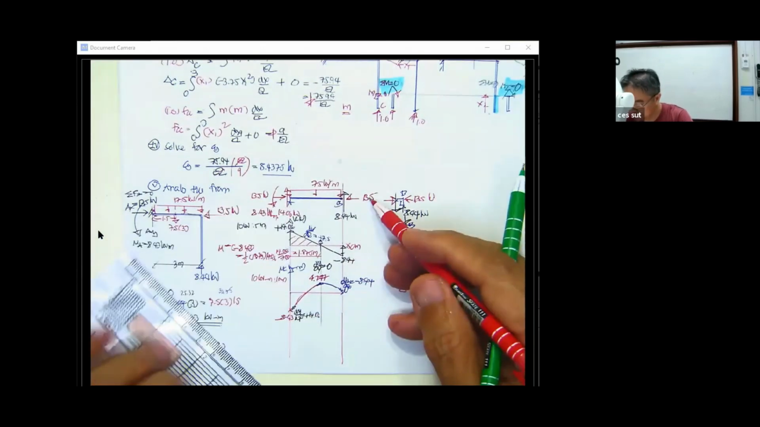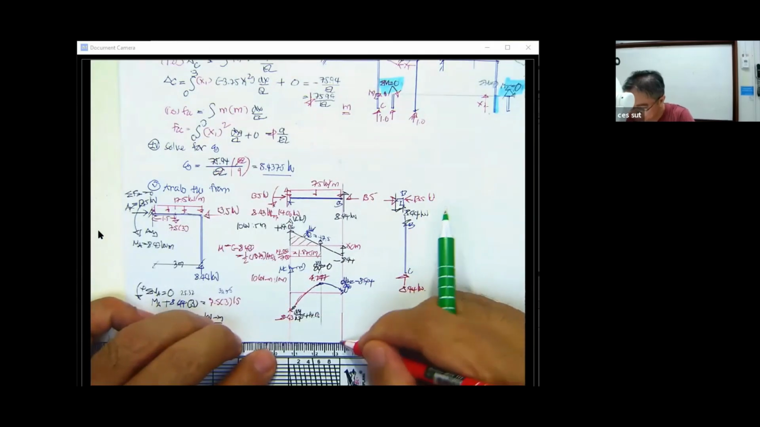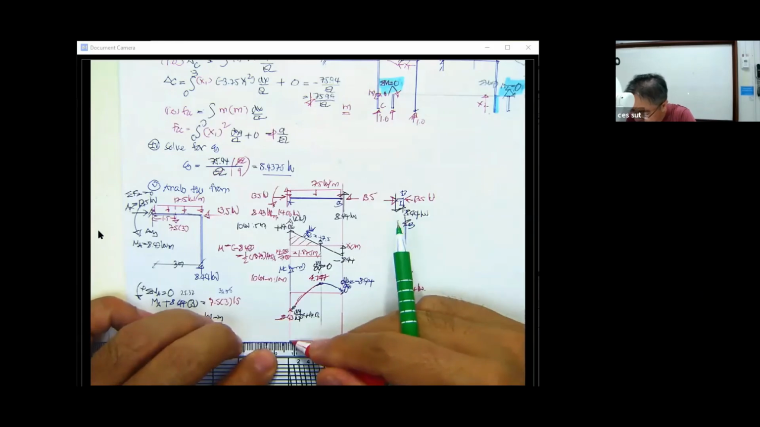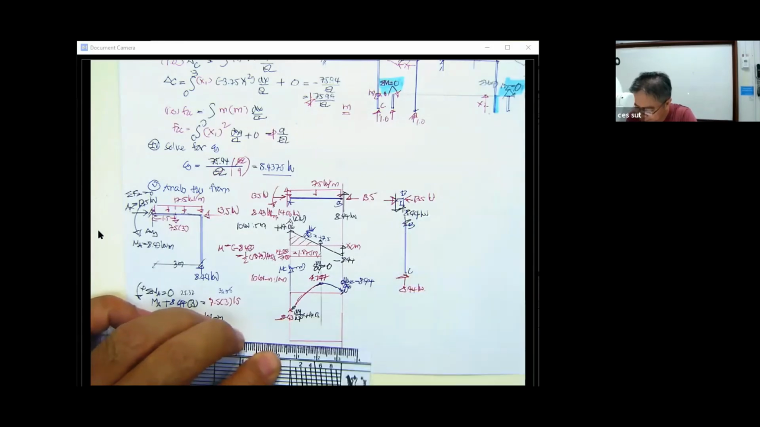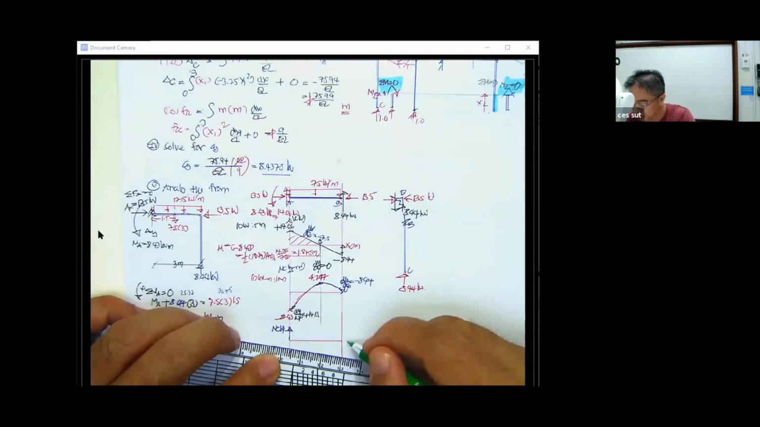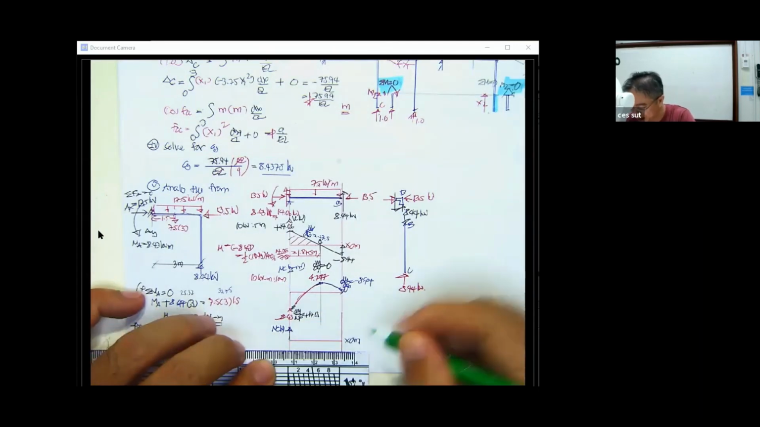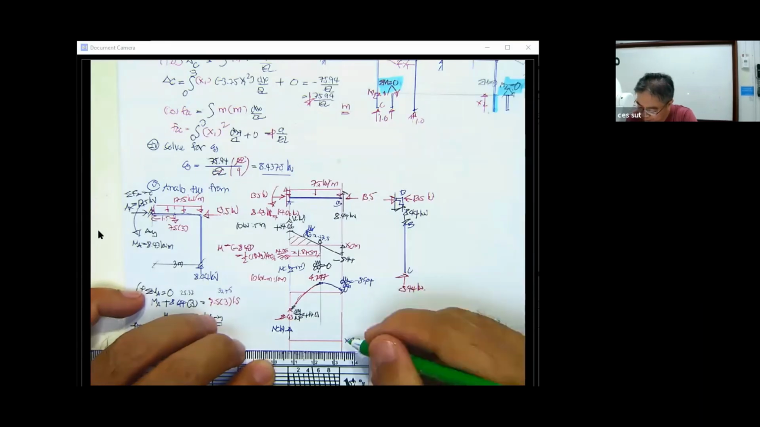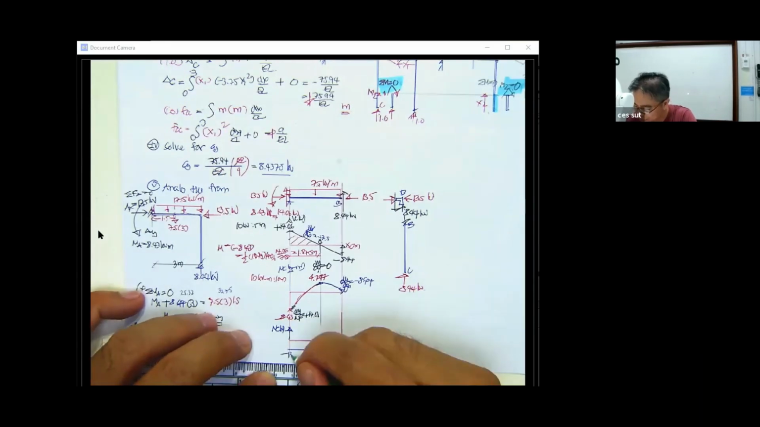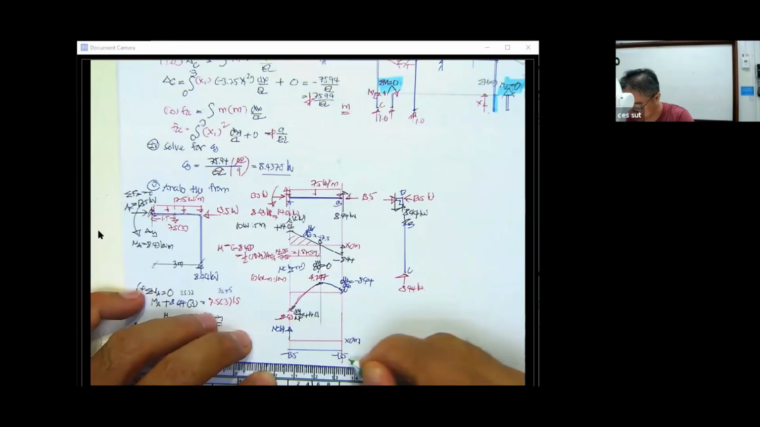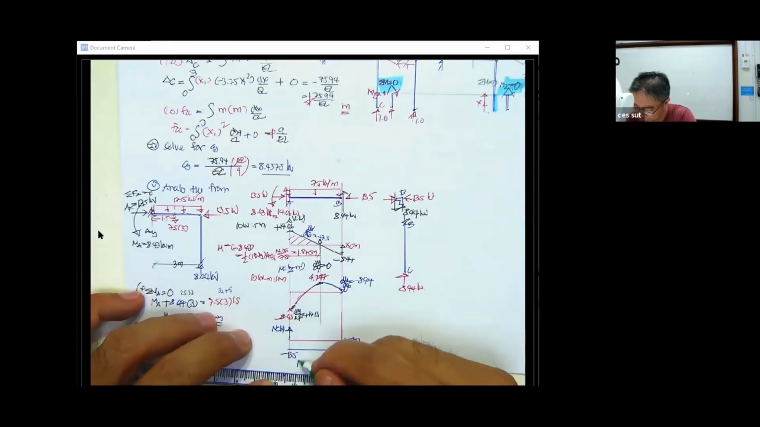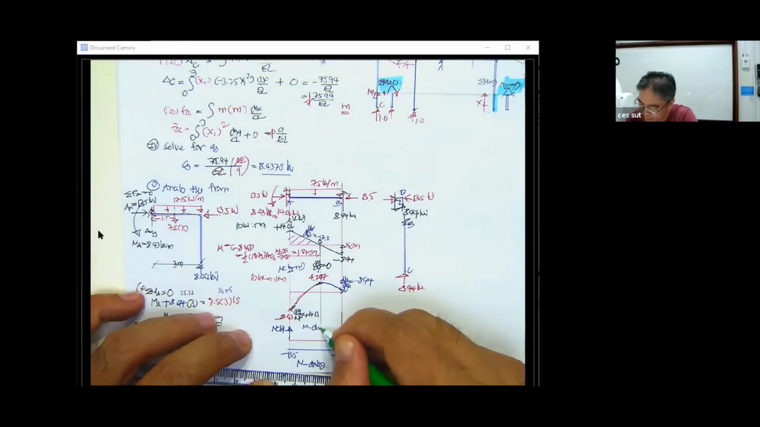And then we also have another diagram of this, 13.5. This is the N diagram, with N in kilonewton and X in meter. So we have 13.5, just put this one minus 13.5 kilonewton. This is the normal force diagram. This is the M diagram, and this is going to be the shear diagram.